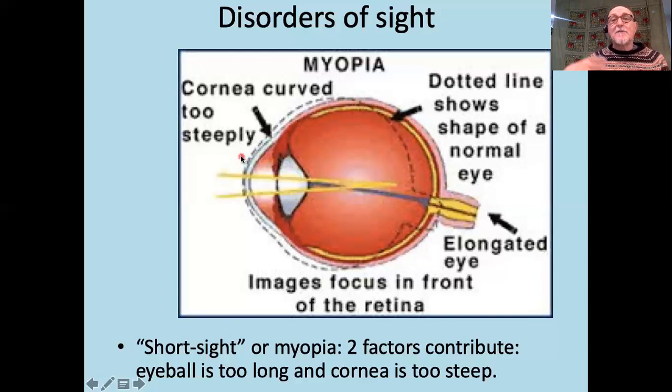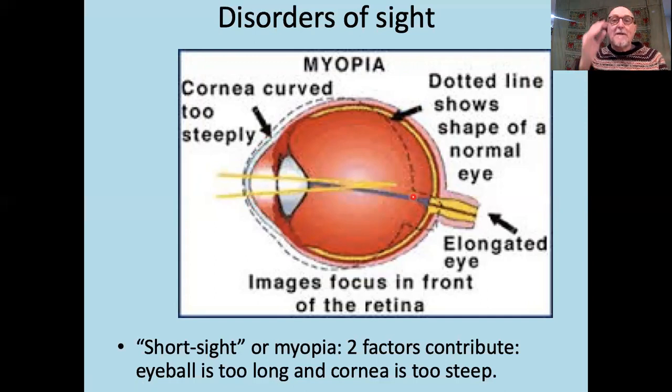Now, this condition is very easily corrected by putting lenses in front of the eye, either glasses, such as I'm wearing, or else contact lenses, which will correct for this and will cause the image to fall neatly onto the fovea and the macula here at the back of the eye. So that is the condition of myopia.